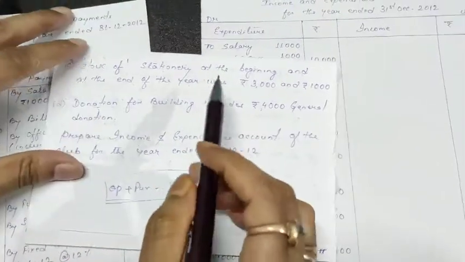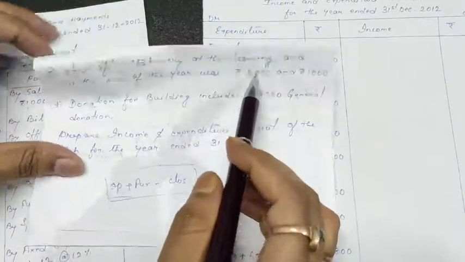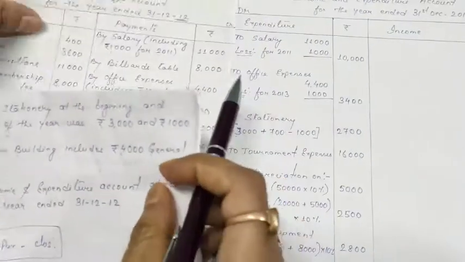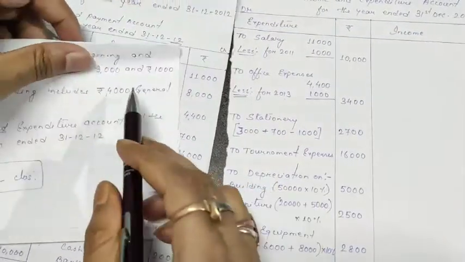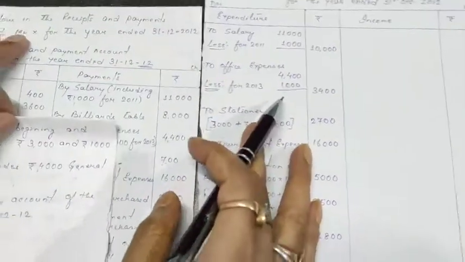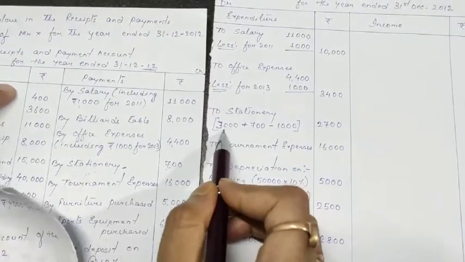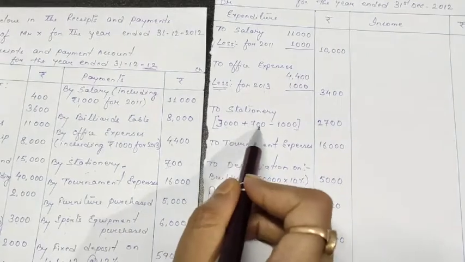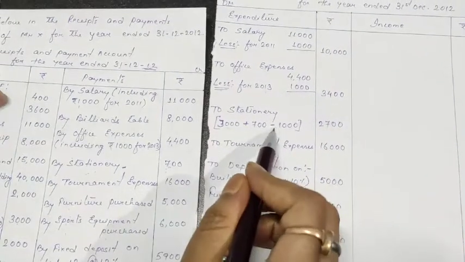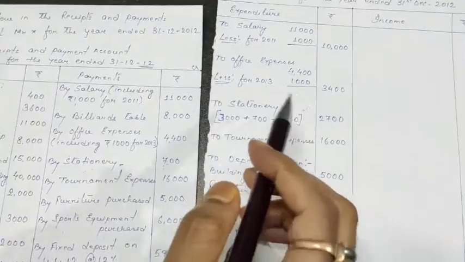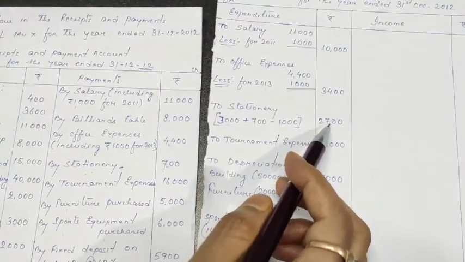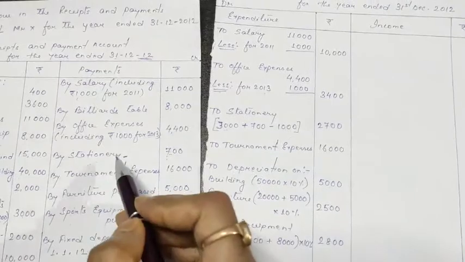Okay, so the opening balance for stationery is how much? 3000. Purchase means whatever amount is given here, how much you purchased here? 700. And then the closing balance is how much? 1000. So that's what I wrote here. You see, 3000 was the opening balance, opening plus purchase from here 700, and then minus the closing balance which was given in the question. Okay, so thereby how much I got here? 2700. Clear? Now after stationery, next what you have?